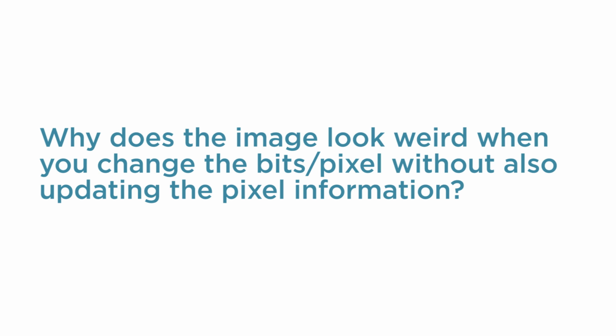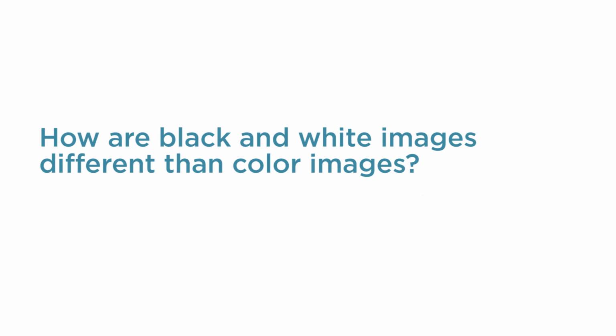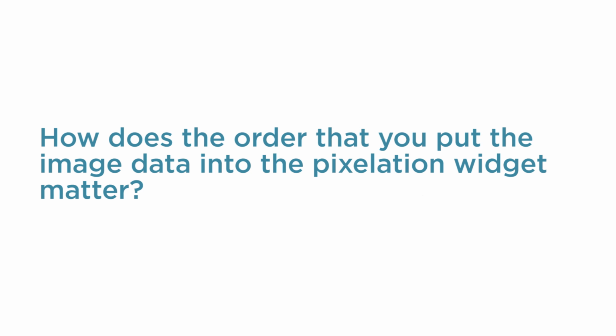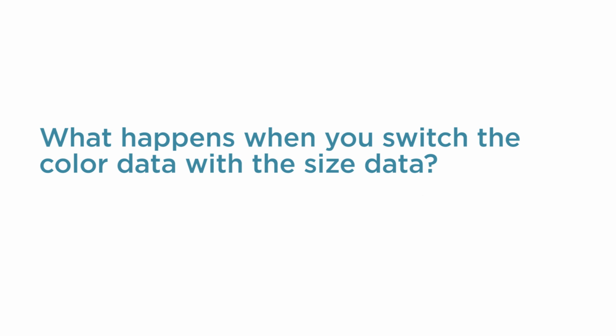Consider asking students questions like, why does the image look weird when you change the bits per pixel without also updating the pixel information? Or, how are black and white images different than color images? How does the order that you put the image data into the pixelation widget matter? What happens when you switch the color data with the size data? Reference your walk-around card for the pixelation widget for more questions to ask and things to look out for while using the tool.